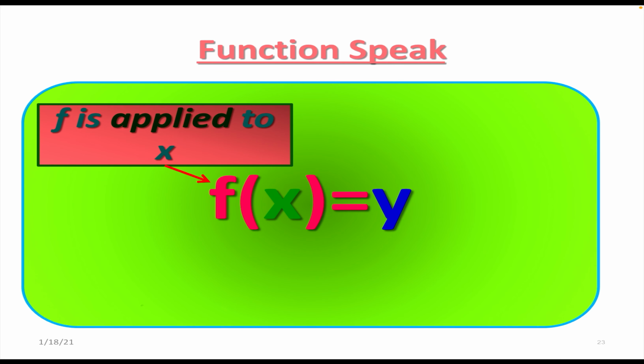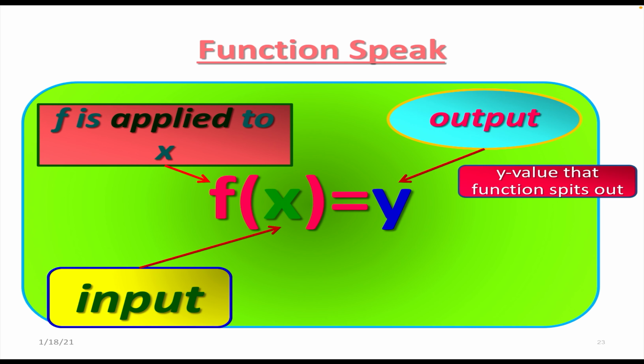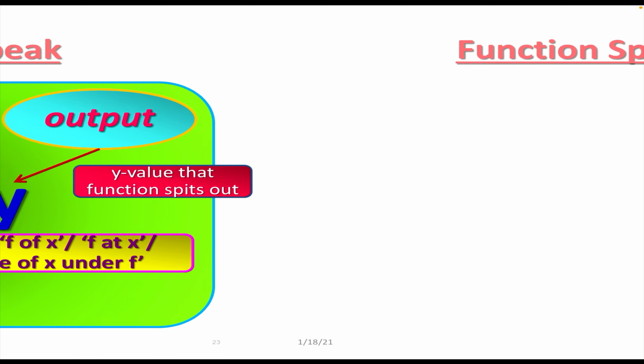So f is applied to x. x is also called the input, what we put into the function. And y is the output, what we have as a result, the y value that the function spits out. So we would say f of x, f at x, or the image of x under f, but f of x equals y is the typical way of saying it.